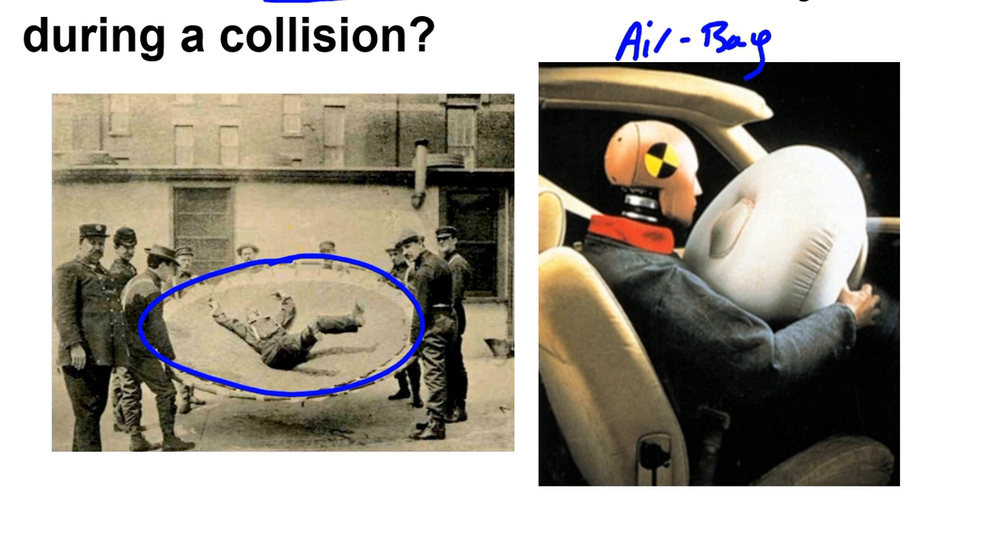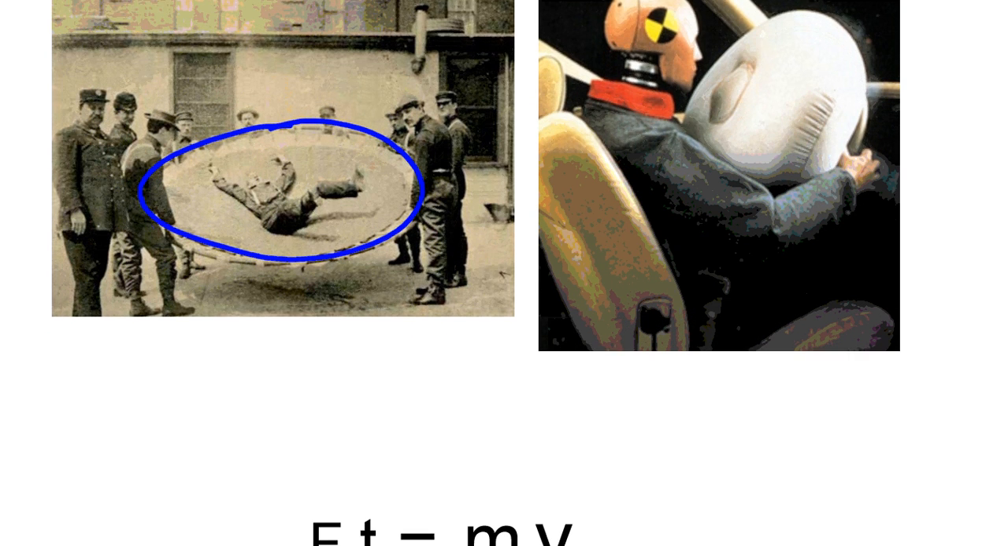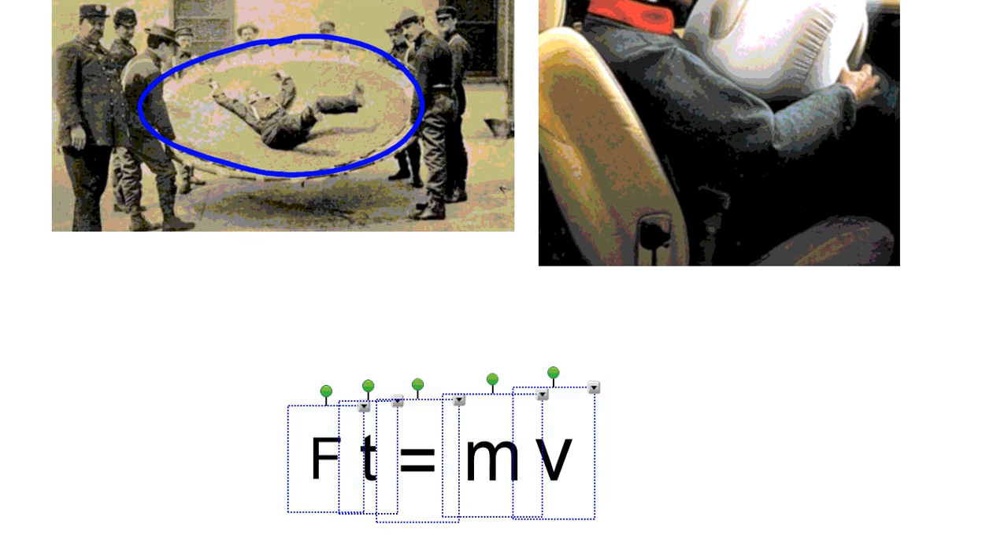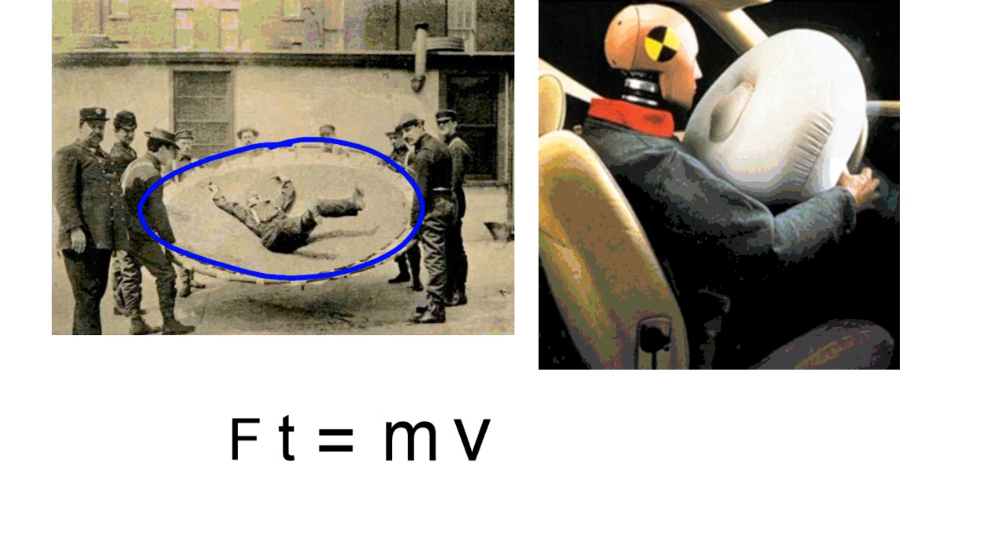The impulse momentum theorem actually explains how both these things work. So let's go ahead and look at the equation. Remember, impulse momentum theorem is forces times times result in changes of momentum. So we'll get this picture up to have it.